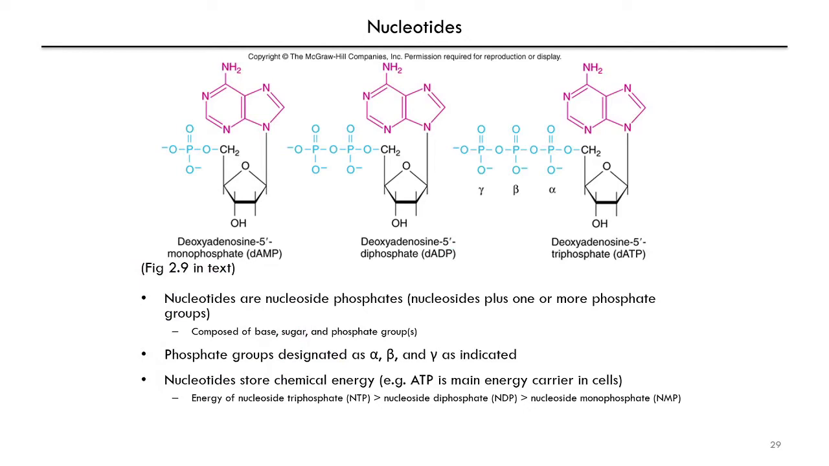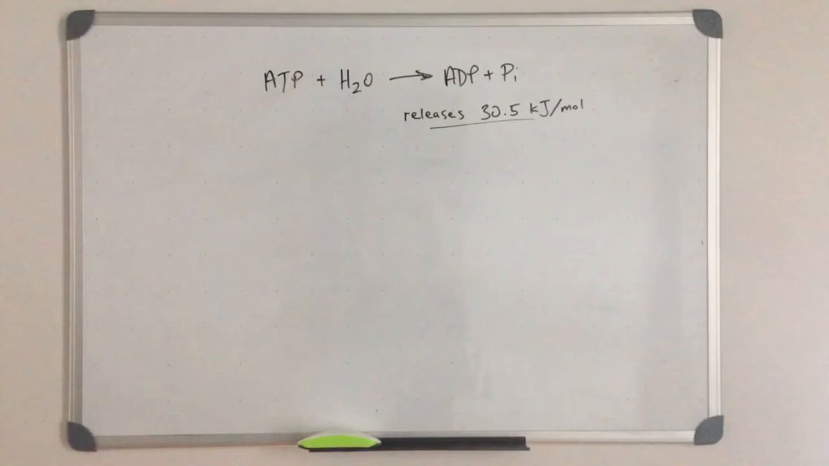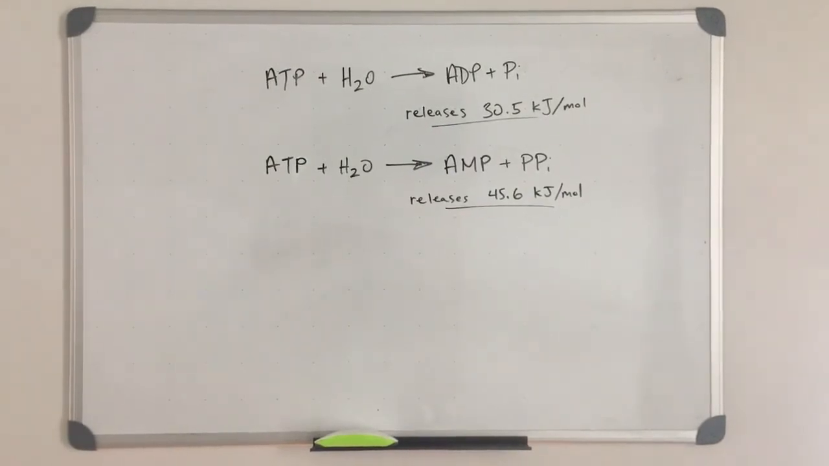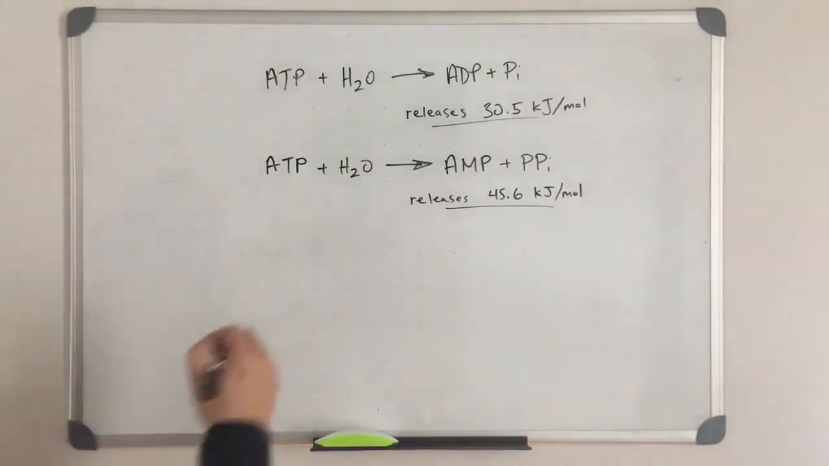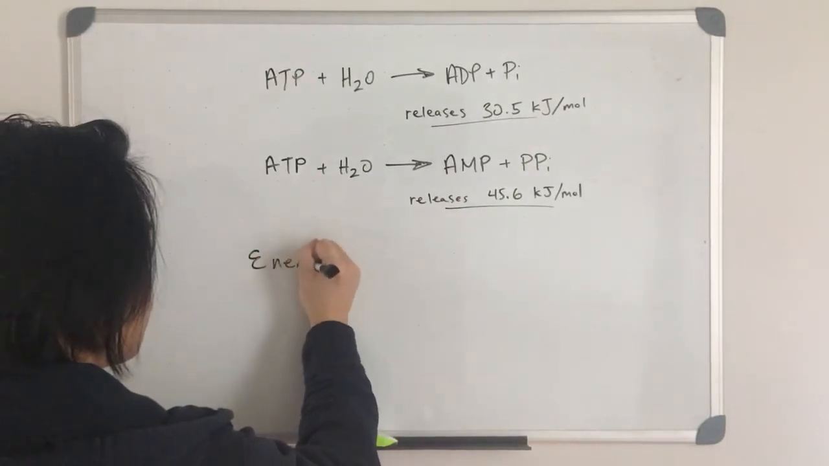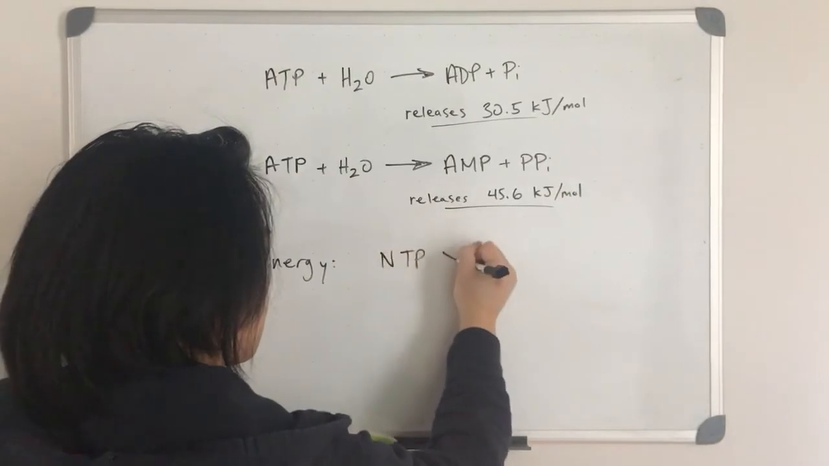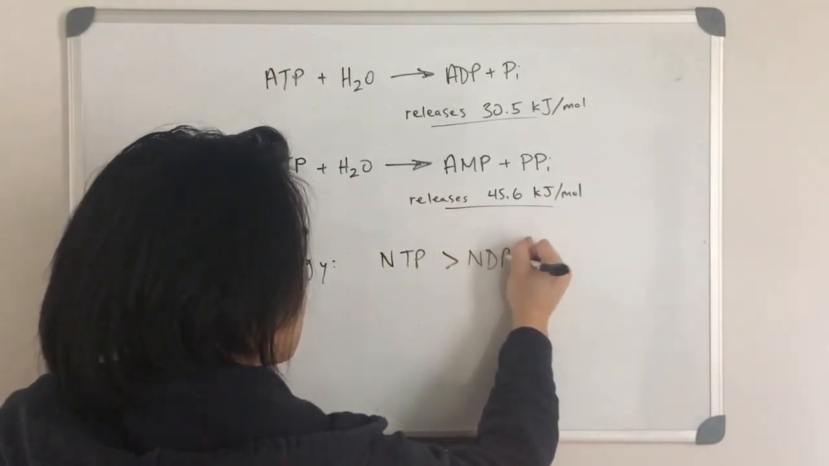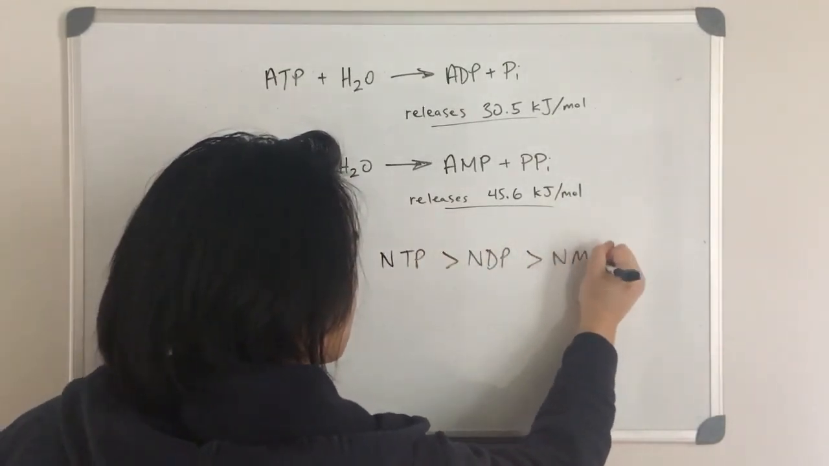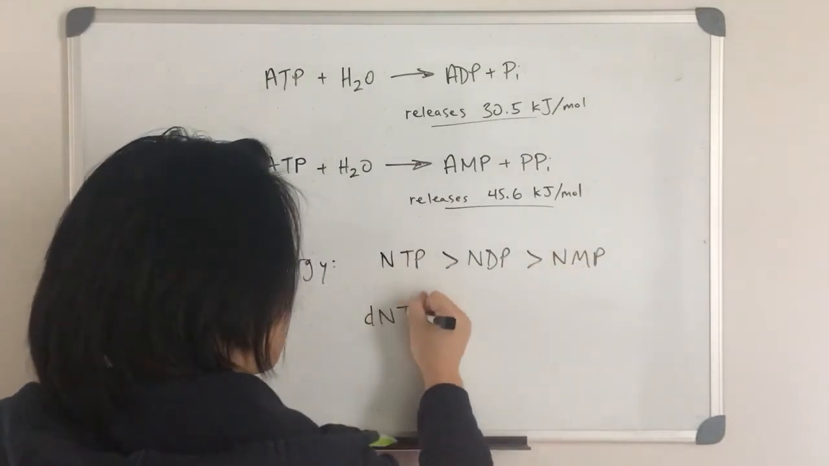It's also worthwhile to note that nucleotides store chemical energy. For example, ATP is the main energy carrier in cells. The hydrolysis of ATP into ADP and inorganic phosphate releases 30.5 kilojoules per mole, whereas the hydrolysis of ATP into AMP and pyrophosphate releases 45.6 kilojoules per mole. Overall, there is more energy stored in nucleoside triphosphates compared to nucleoside diphosphates, which have more energy than nucleoside monophosphates.